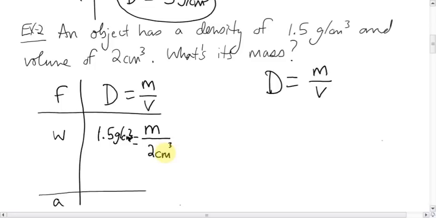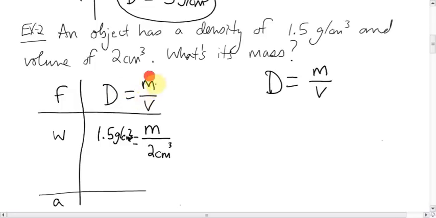Now what? The density formula is set up to find what density is, but the way it's written here, it's not set up to show what mass is. So what we need to do is take this density formula and rearrange it. There's 2 ways to do it.